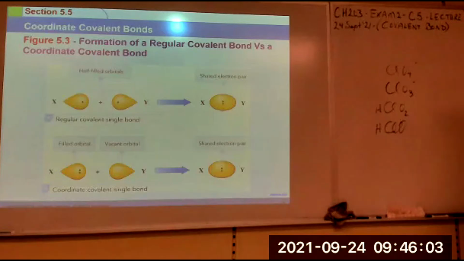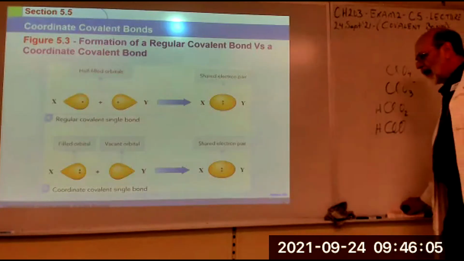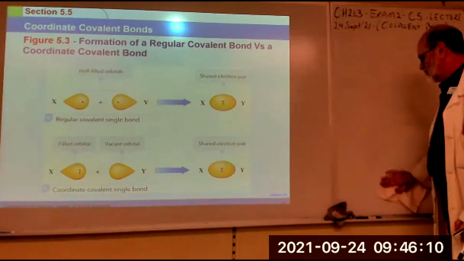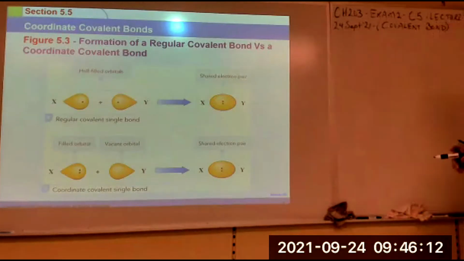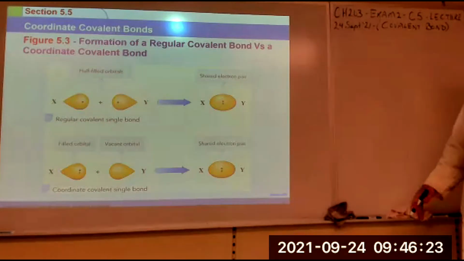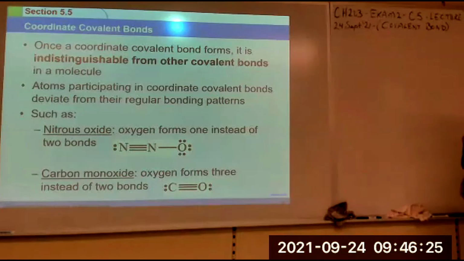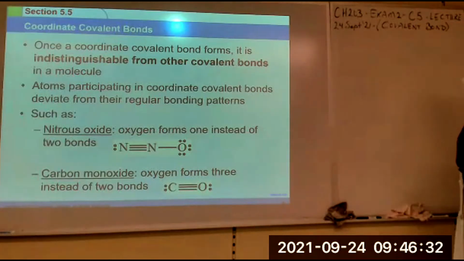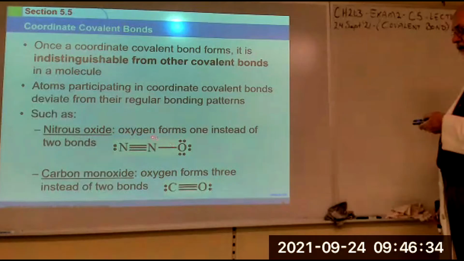This comes out of your book, and I don't think it adds to the discussion very much. I probably ought to just take this slide out. It just compares the regular covalent bond to a coordinate covalent bond. It's just the source of the electrons that makes the difference. That's it. And this says the same thing I've said before. There's other examples right here.